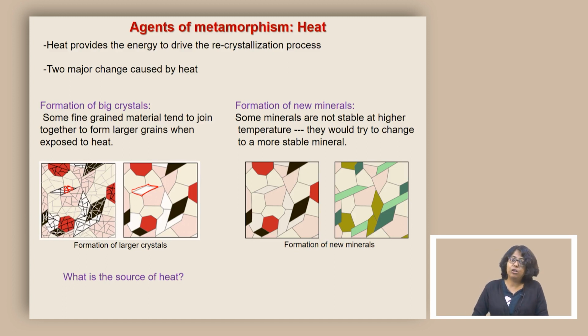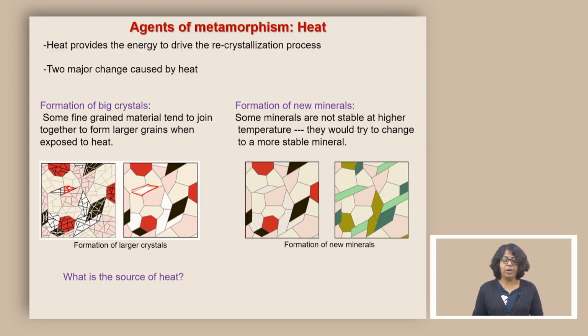The second one is the formation of new minerals. Some minerals are not stable at higher temperature, and they would try to change to a more stable mineral, and this often is linked to their original crystal structure. If you think about the silica tetrahedra, it often includes how a silica tetrahedra is arranged in a mineral, and in high pressure or high temperature, in this case we are talking about high temperature, whether that configuration is stable enough. If it is not stable, then the mineral will try to attain a crystal structure which is more stable at higher temperature, and therefore we either get a gluing of small crystals to make big crystals, or we find a conversion from a relatively unstable mineral to a stable mineral at a particular temperature.